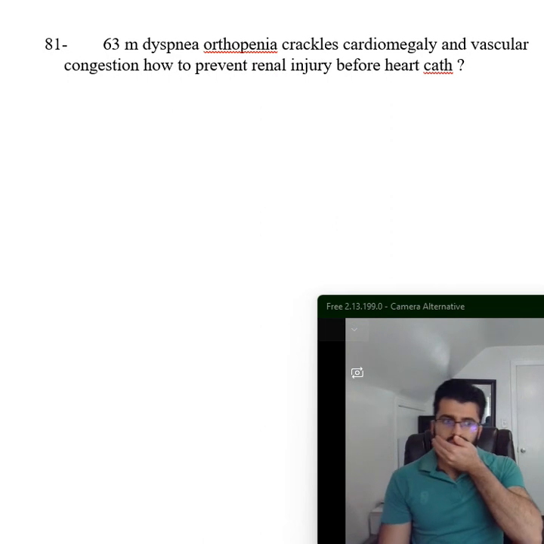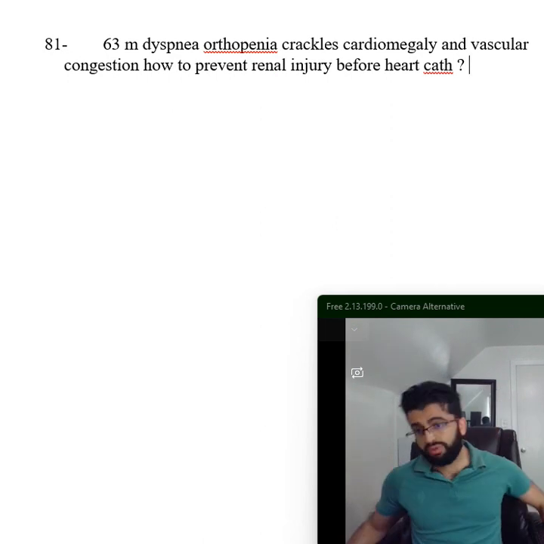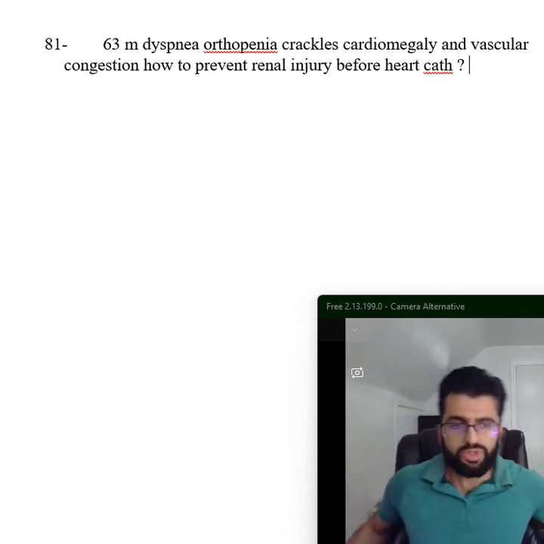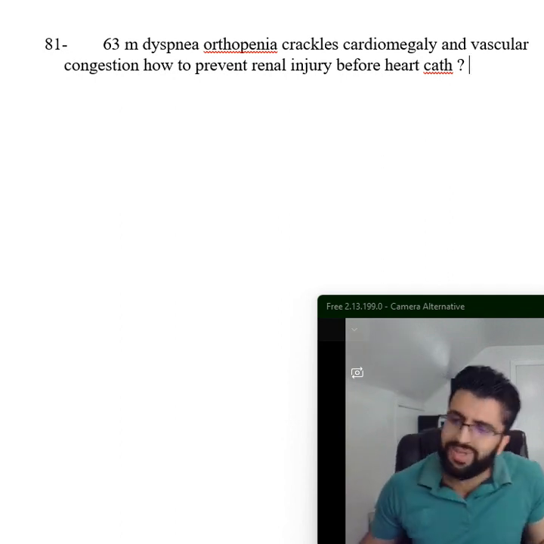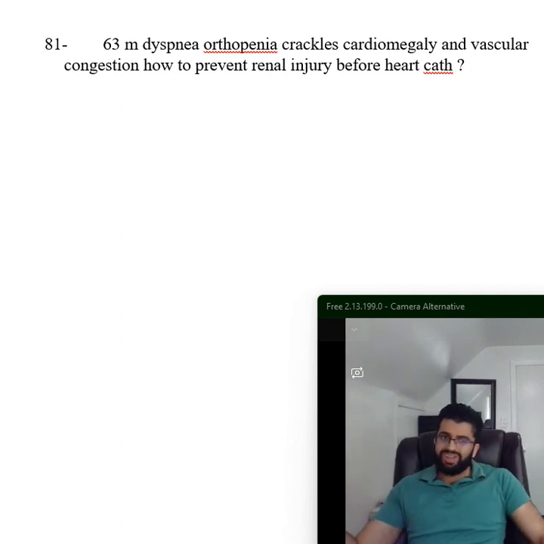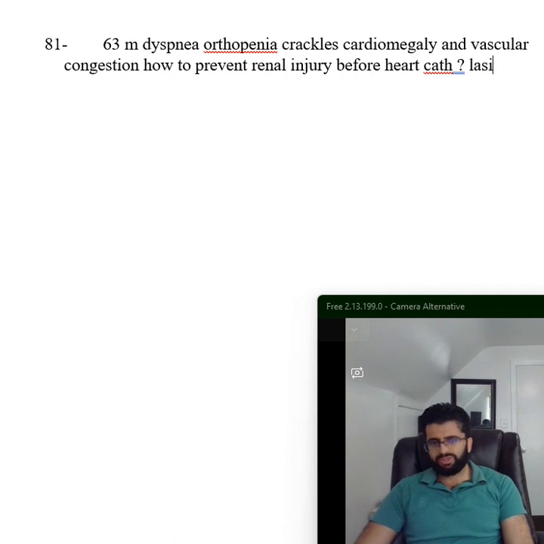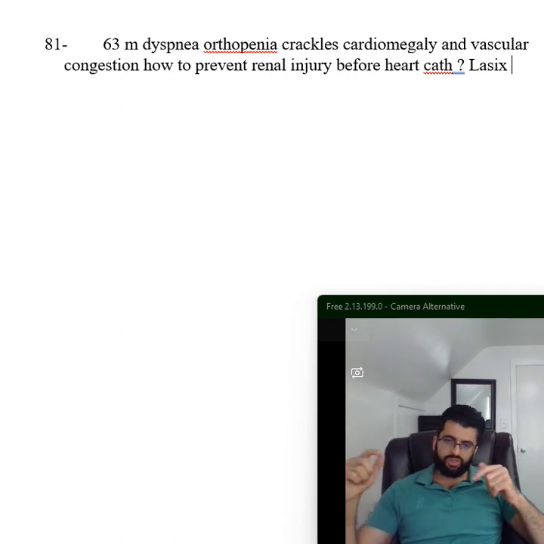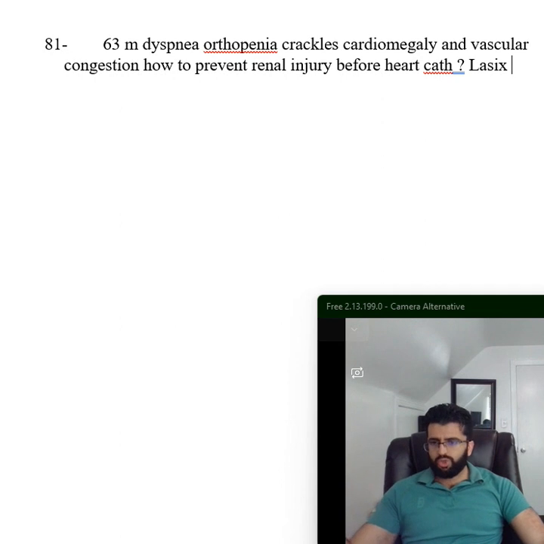So sometimes if somebody's fluid depleted, you give them fluid to prevent renal injury. But this patient's already fluid overloaded. Are you going to give them fluid? So that's the question: do you give them fluid or Lasix? No, this one you give Lasix. You optimize their volume, because too much volume, kidney injury. Less volume, kidney injury. So that's the trick, you want to keep a fine balance.